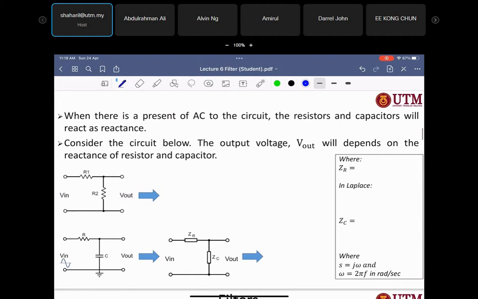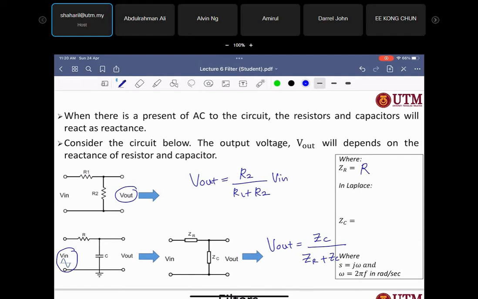Like I said before, when there is the presence of AC in the circuit, the resistor and capacitor will react as reactance, so we will consider this value. Without the presence of AC voltage, the equation is only the voltage divider, R2 divided by R1 plus R2, times Vin. This is without the presence of alternating current. Now, with alternating current going into this circuit, the equation will be ZC over ZR plus ZC, where ZR is equal to R, and ZC is equal to 1 over CS.